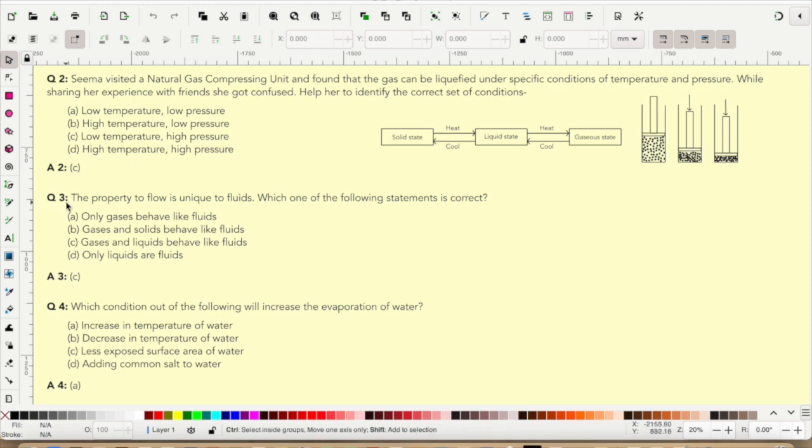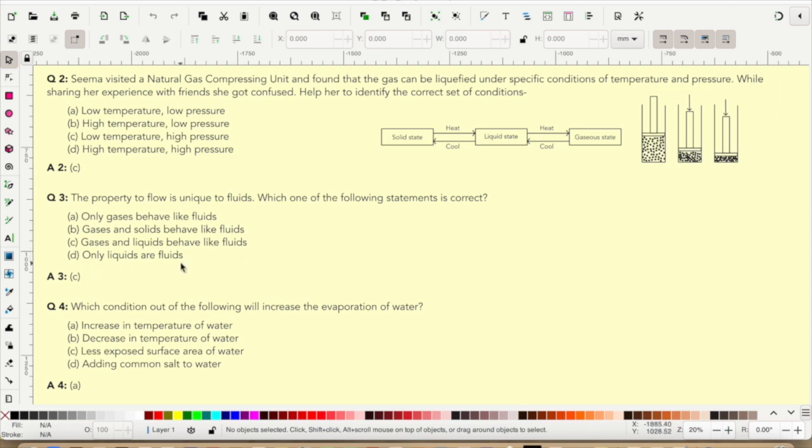Third question. The property to flow is unique to fluids. Which one of the following statements is correct? First option is only gases behave like fluids. Second option, gases and solids behave like fluids. Third option, gases and liquids behave like fluids. Fourth option, only liquids are fluids.